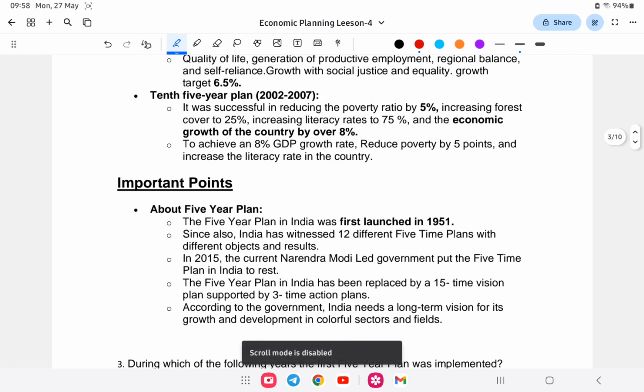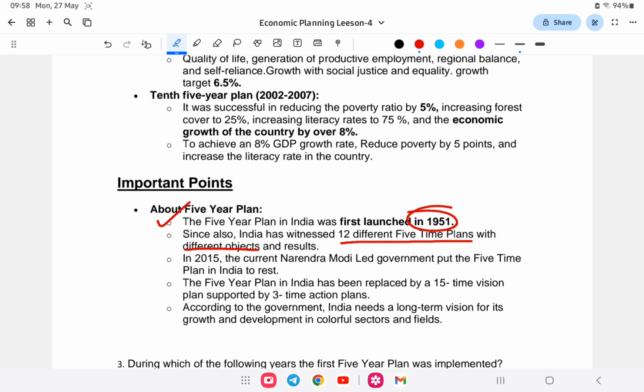So we'll study about the 5-year plan. The 5-year plan was first launched in 1951. Since then India witnessed 12 5-year plans with different objectives and results. In 2015, the Narendra Modi government put the 5-year plan to rest. The 5-year plan has been replaced by a 15-year vision plan supported by a 3-year action plan. According to the government, India needs a long-term vision for its growth and development in various sectors and fields.